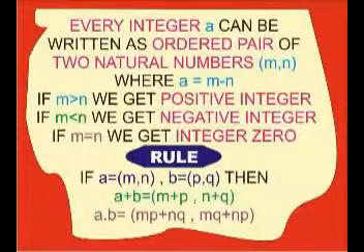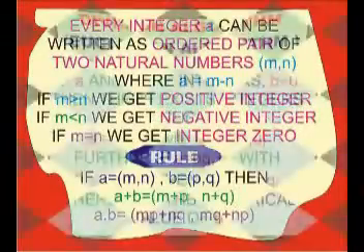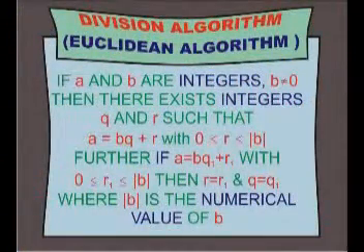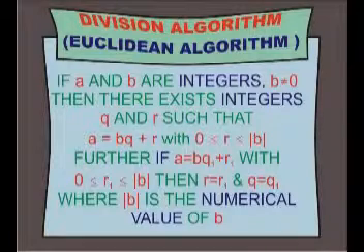The rules are: if a equals (m, n), b equals (p, q), then a plus b equals (m plus p, n plus q). a into b equals (mp plus nq, mq plus np). The division algorithm, which is also known as the Euclidean algorithm.